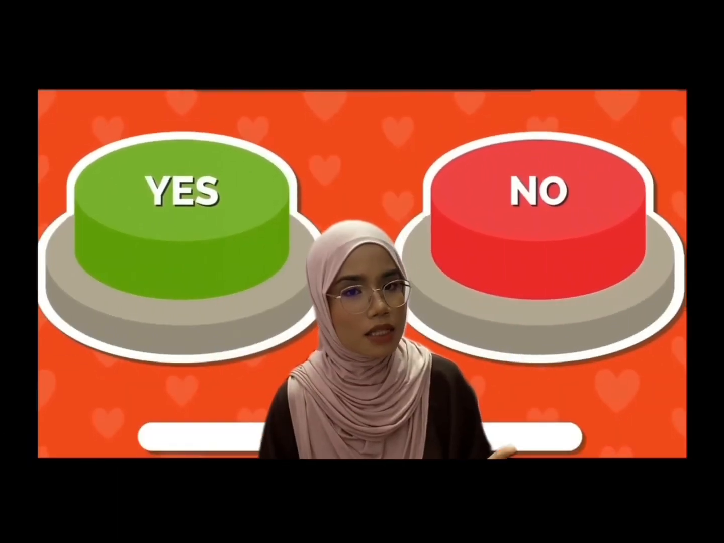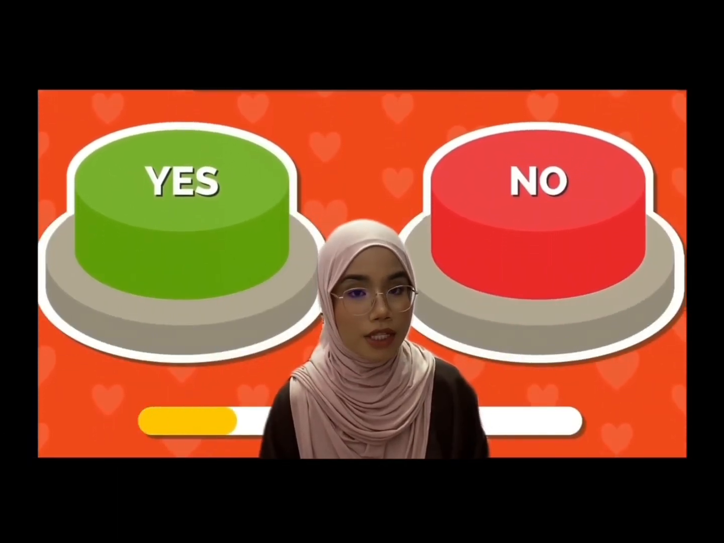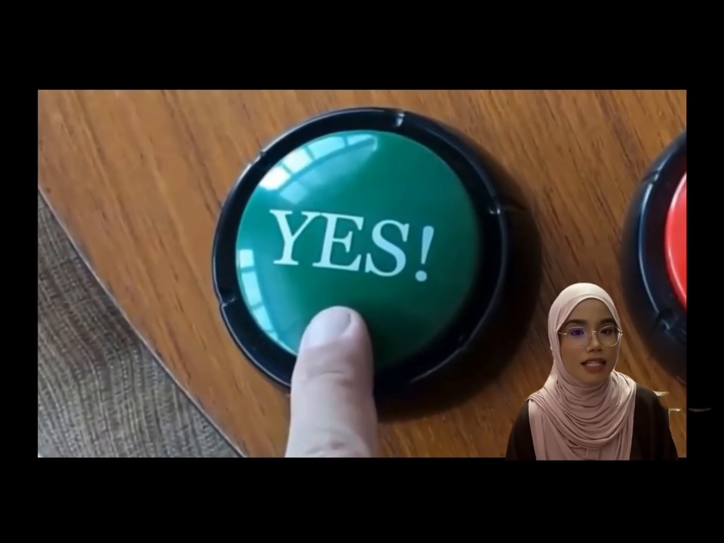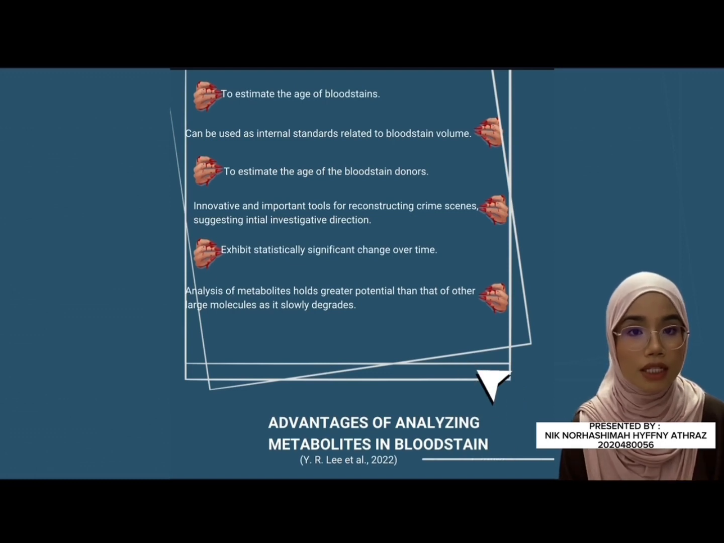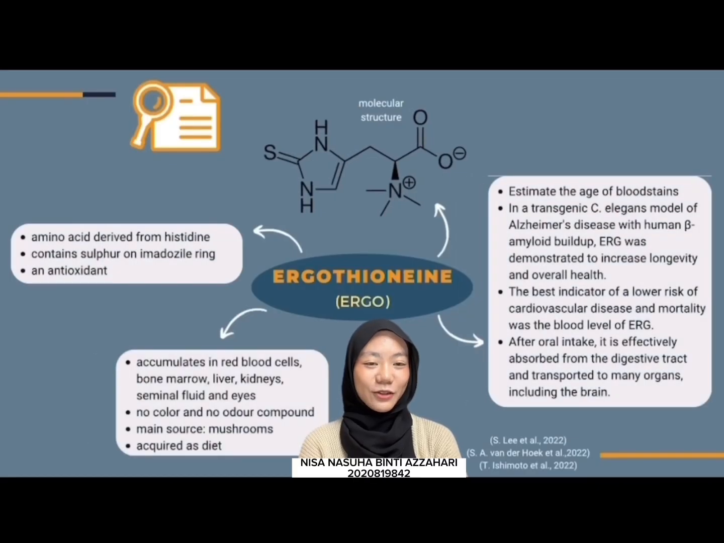Is analyzing metabolites really beneficial for forensic science? The answer is yes. It can give an estimation of the age of bloodstains and that of the bloodstain donor. It slowly degrades and exhibits significant change over time. Therefore, metabolites are not only important tools to reconstruct a crime scene, but can also be used as an internal standard related to the bloodstain volume. What is ergothioneine?